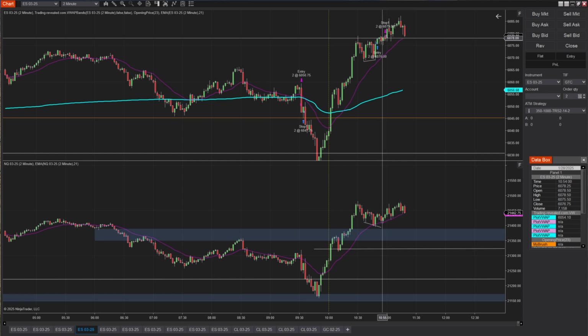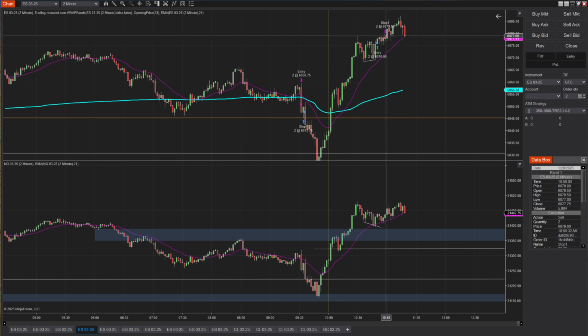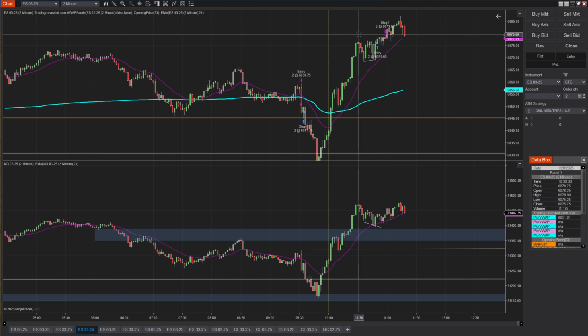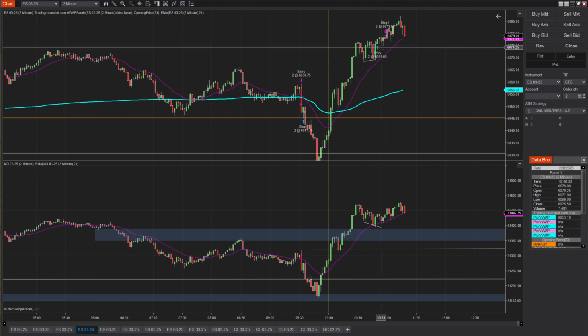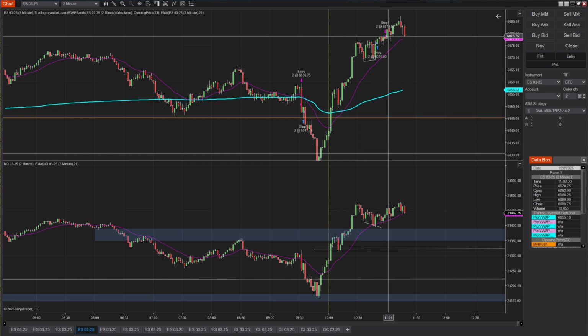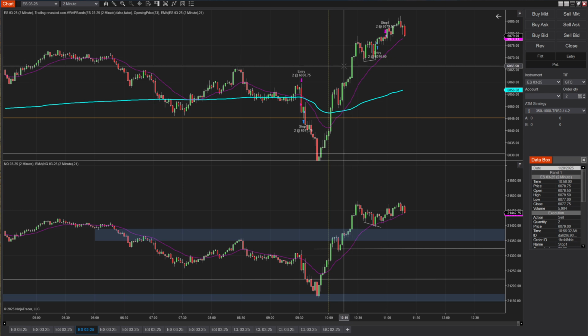macro started, and it just kind of meandered around there for a little bit, but eventually gave me my target, which was really this high right here. So we got my trailing stop, it stopped me out right there, and that's basically it. It's pretty easy.